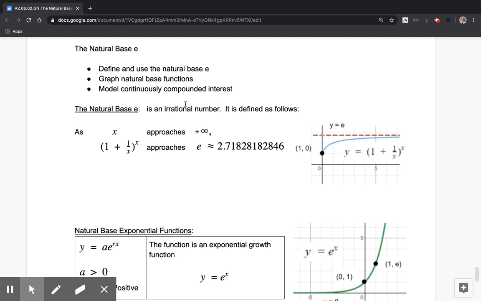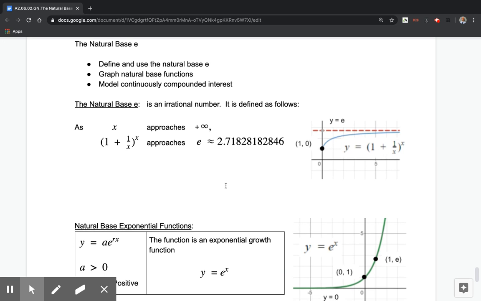So as x approaches positive infinity, so if we're looking at our graph, as x continues to increase, the function 1 plus 1 over x quantity raised to the x power approaches E, which is approximated at 2.718. And usually when we are estimating that, if we use our calculator, we'll stop there, 2.718, maybe 2.7182.